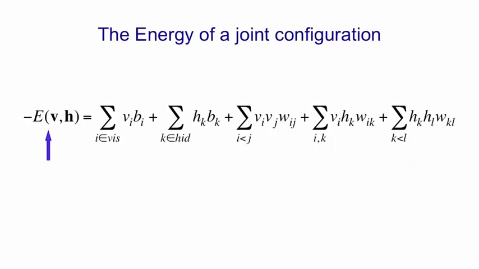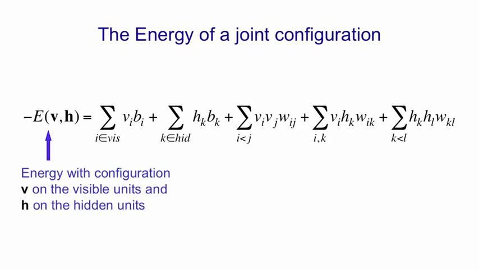The energy of a joint configuration of the visible and hidden units has 5 terms in it. So I've put the negative energy to save having to put lots of minus signs. And so the negative energy of the joint configuration v,h, that's with vector v on the visible units and h on the hidden units, has bias terms where v_i is the binary state of the ith unit in vector v, and b_k is the bias of the kth unit, in this case a hidden unit.